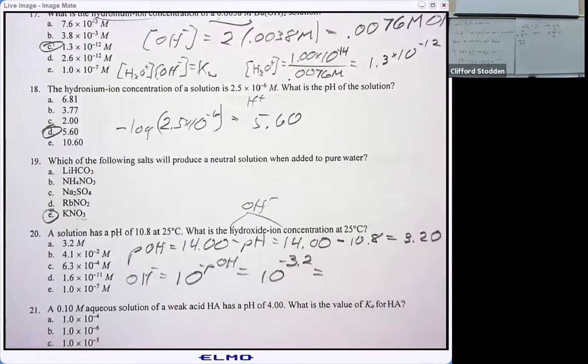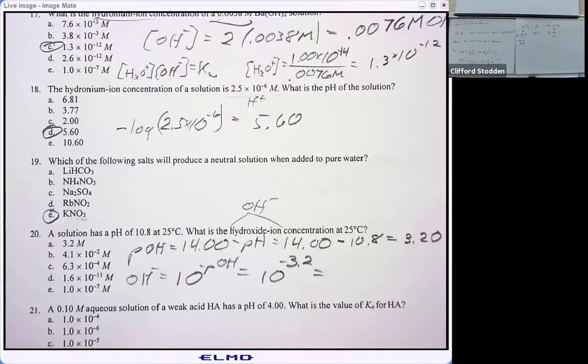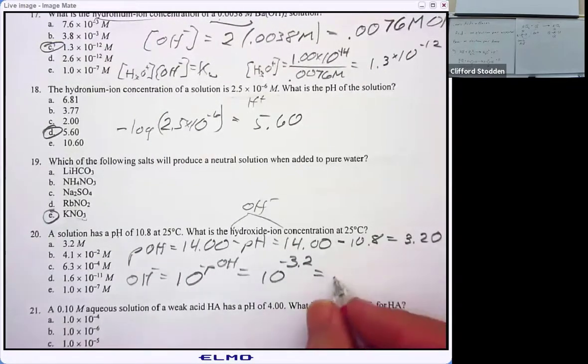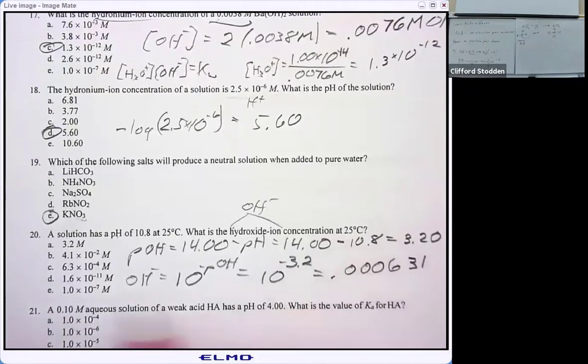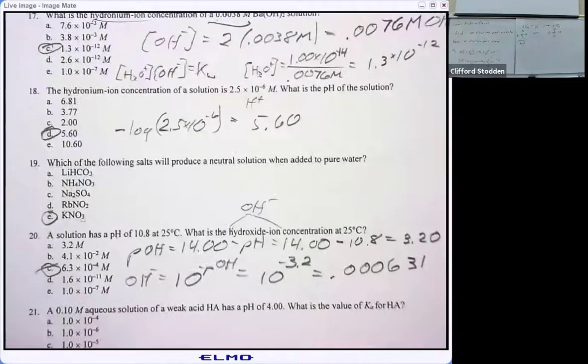Make sure you can do these things on your calculator. Know where the keys are. So this is giving me 0.0000631, which is 6.31 times 10 to the minus 4.